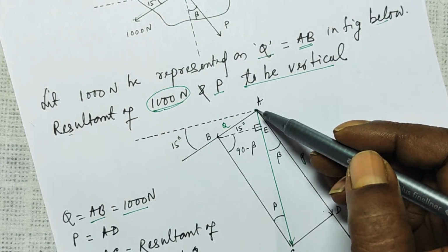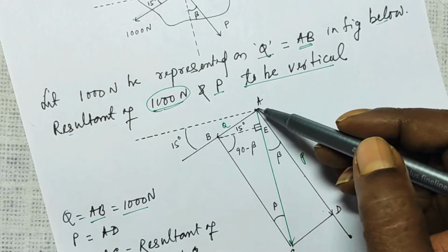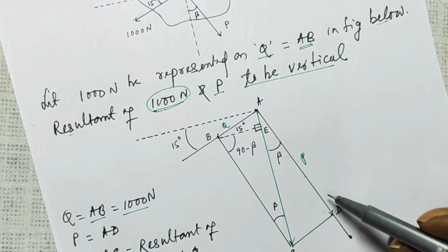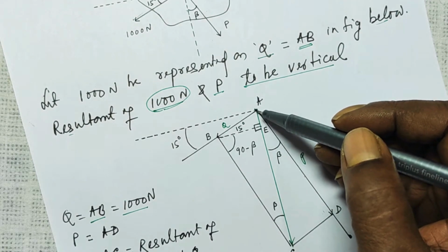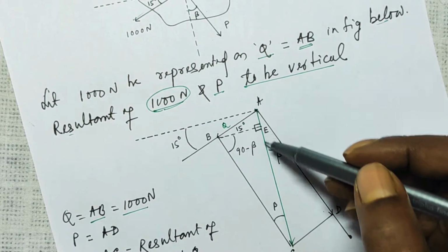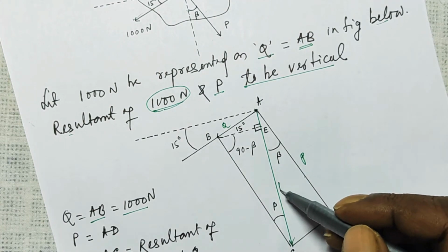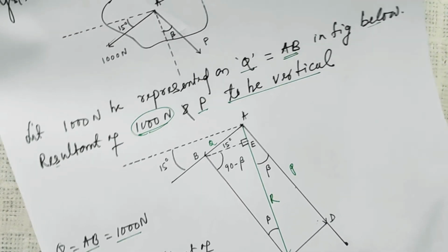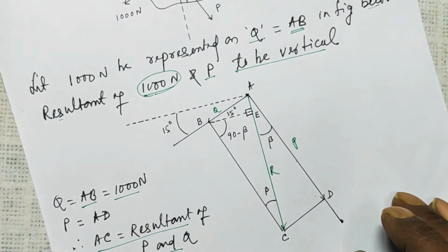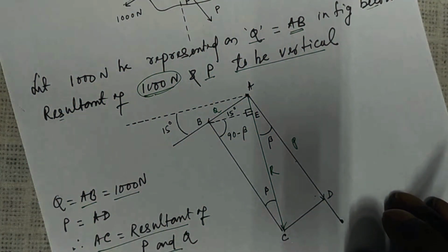So if you take AB as one force and AD as one force, and if you construct a parallelogram, the diagonal passing through this point, that is AC, will be the resultant. So your AC is the resultant of P and Q.